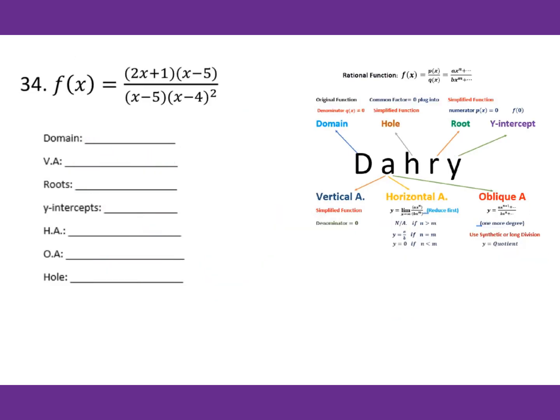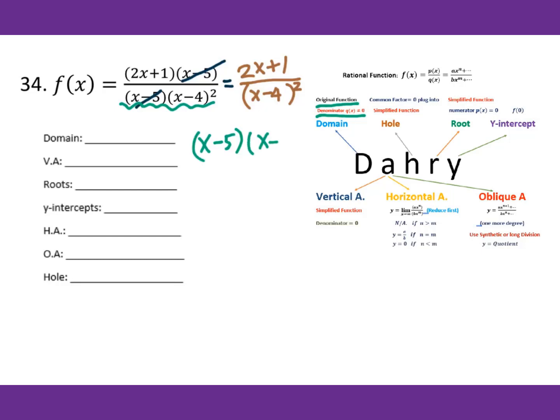For 34, it's already in factored form, and we can see we have a common factor. Reduce, you will get 2x plus 1 over x minus 4 squared. For domain, the original function's denominator not equal to 0. This will be the original function. Therefore, x minus 5 and x minus 4 squared not equal to 0. You will get x not equal to 5 and 4.